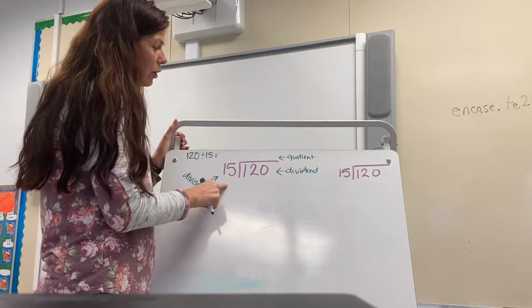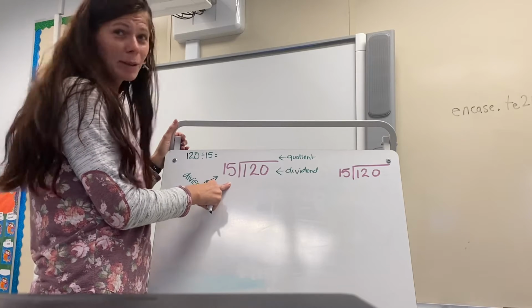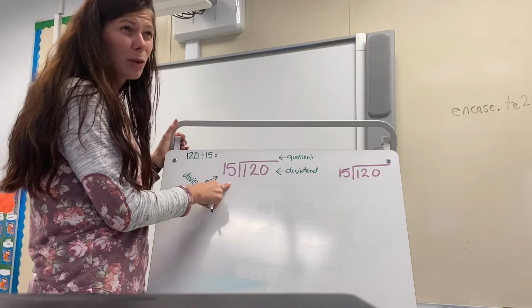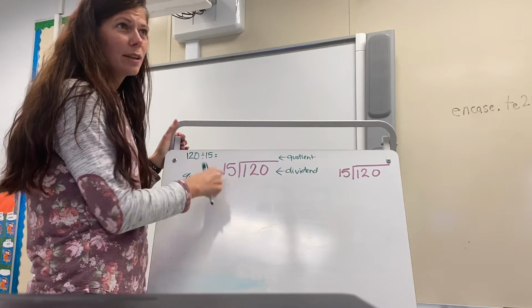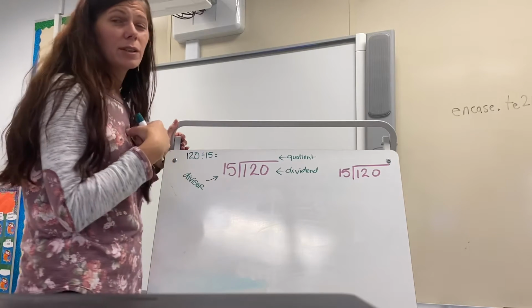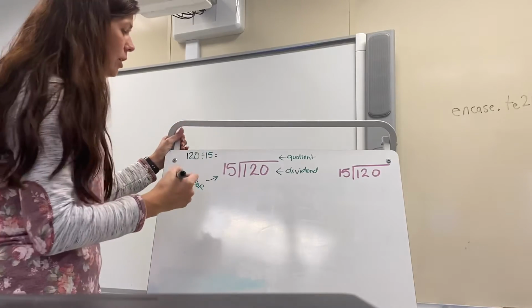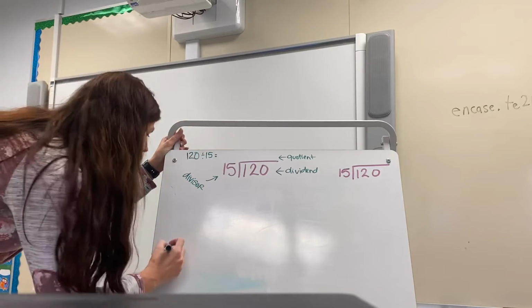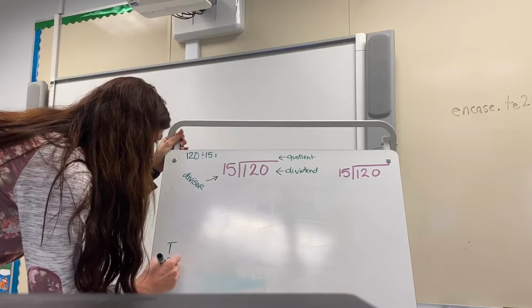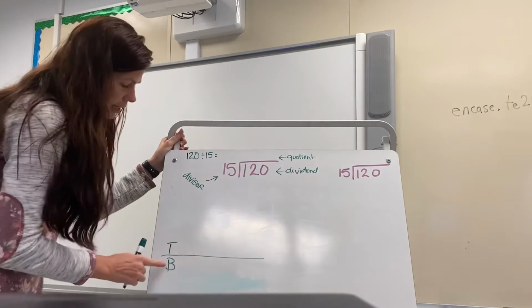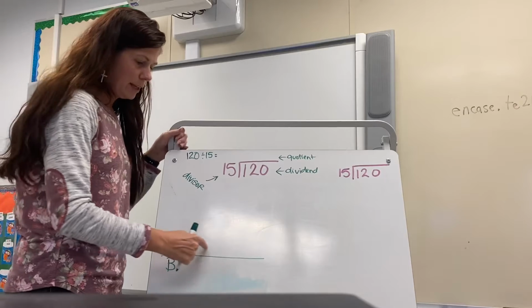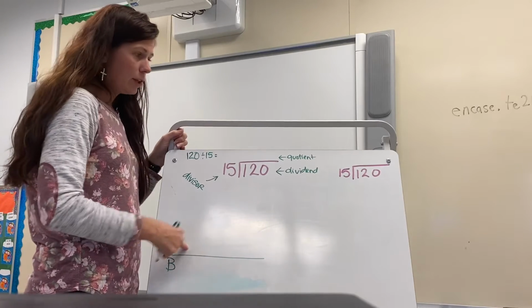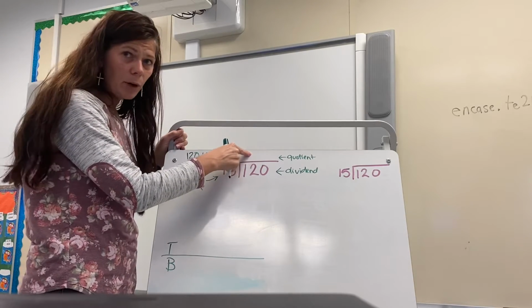When you were learning your multiplication facts, you probably did not learn your 15s, and you don't know them off the top of your head. So one strategy that I use is called the top-bottom chart. So I'm going to create a chart with a T and a B. The T means anything that we put here are possible numbers to go at the top of your problem.